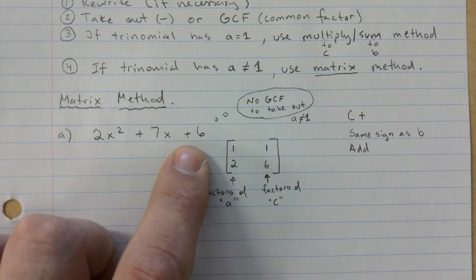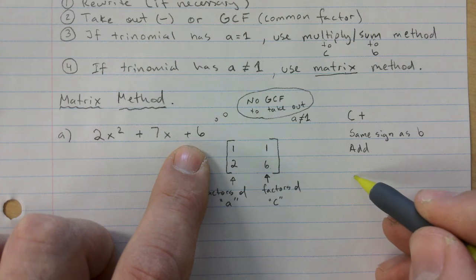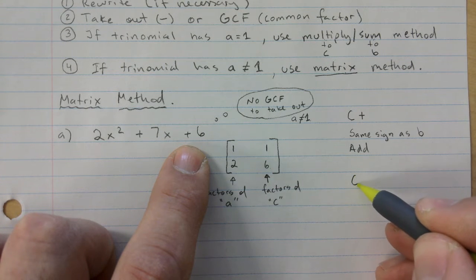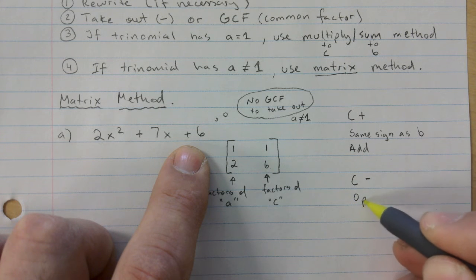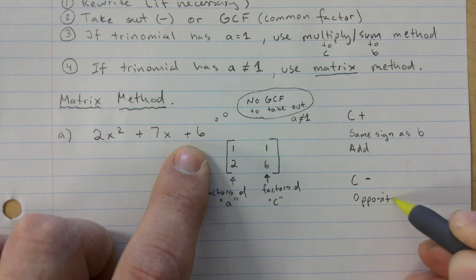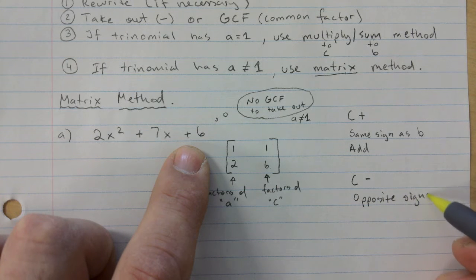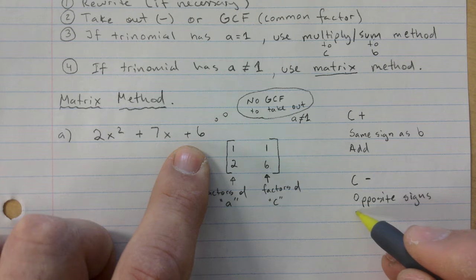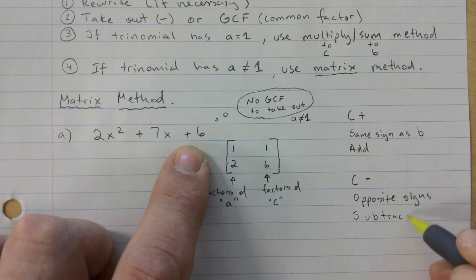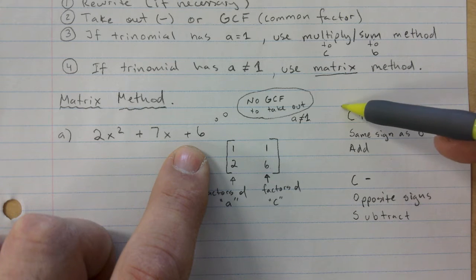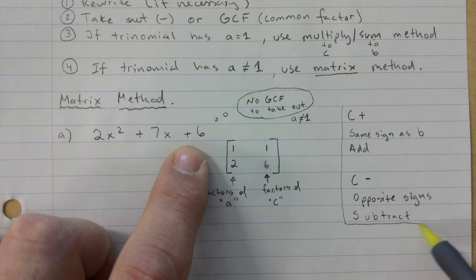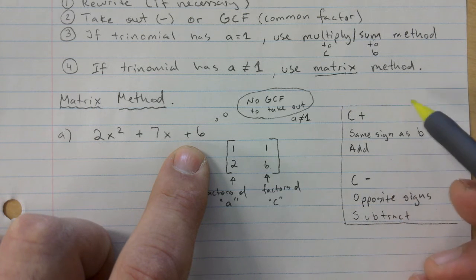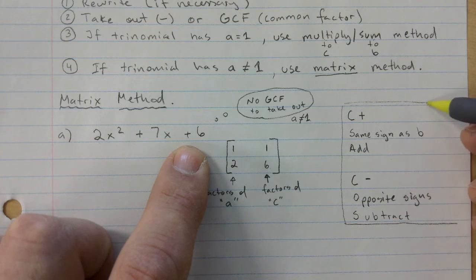It's just to help you out, right? If C is negative, you're going to have opposite signs, and you will have to subtract. This is an aside that will help us come up with the two numbers there.